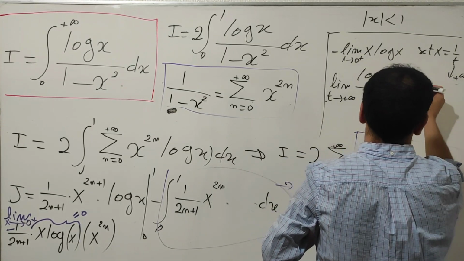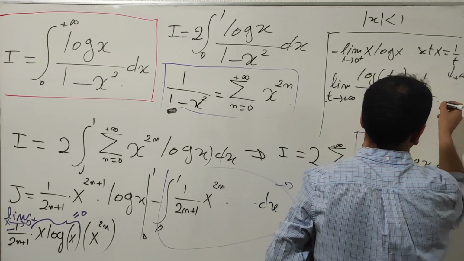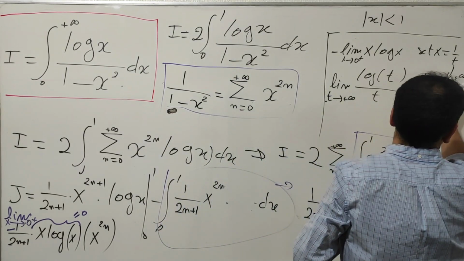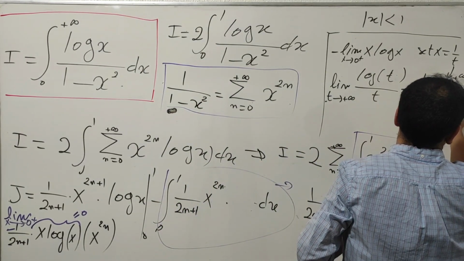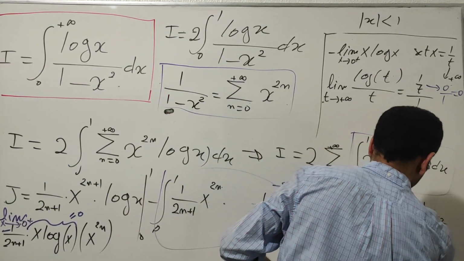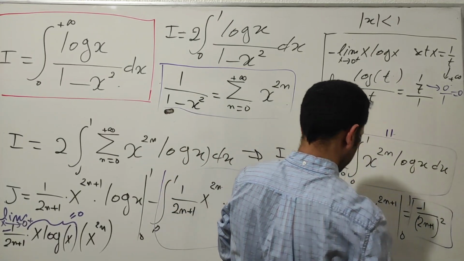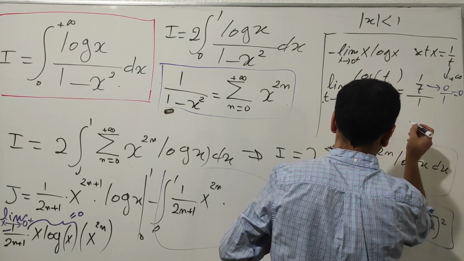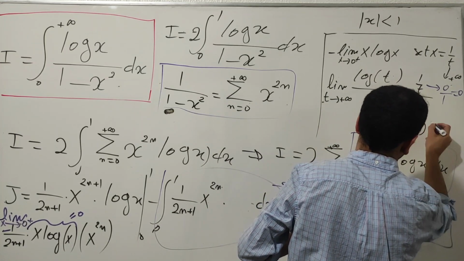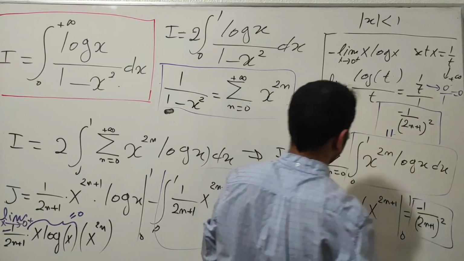This one becomes 1 over t. The bottom one becomes the number 1. So as t approaches infinity, this one goes to 0, which means 0 over 1, which is 0. What have we ended with? The integral equals minus 1 over (2n plus 1) quantity squared.